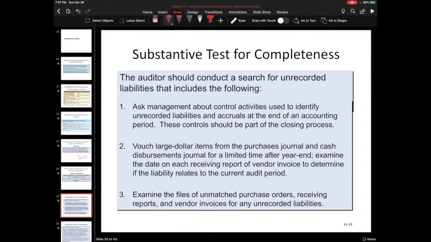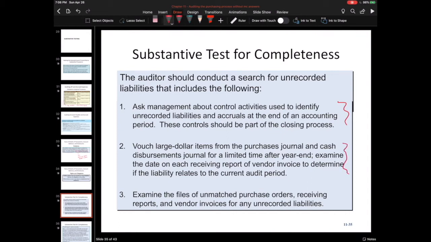In terms of completeness, for AP and accrued liabilities, this is where we spend most of our time testing, doing the search for completeness. And we do what is called a search for unrecorded liabilities. And it includes the following steps. So first, we'll ask them what they do to identify unrecorded liabilities as of period end. So kind of what is their cutoff process, and we'll make sure we're testing their controls.